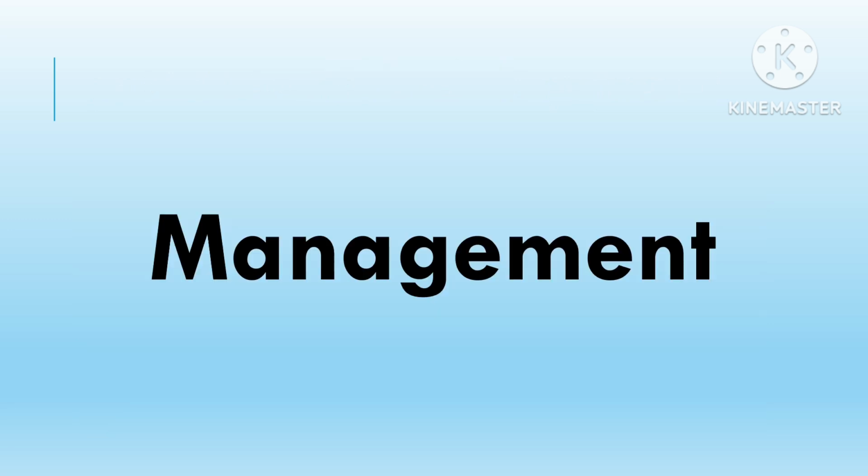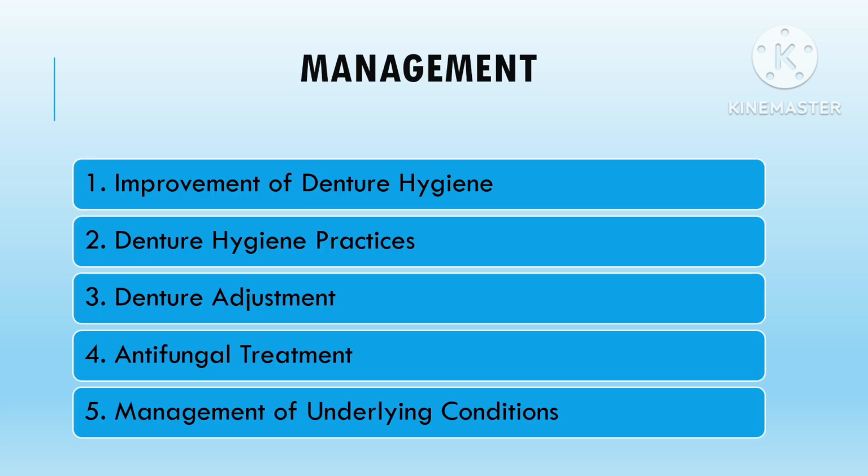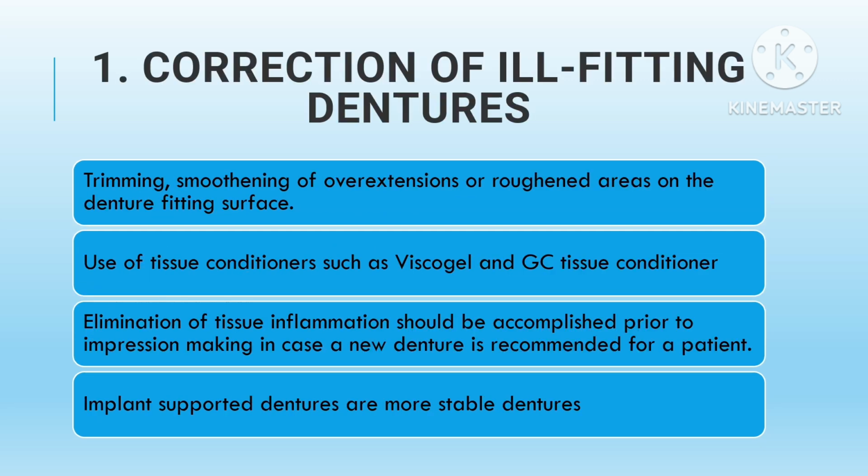The management of denture stomatitis involves targeting the chief etiological factor involved, which may require one or a combination of the treatment modalities, which we will be discussing later on in coming slides. First of all, start with the fitting of the denture, because faulty design often leads to trauma, which may lead to denture stomatitis. So we should trim and smooth the overextended or roughened areas on the denture fitting surfaces.